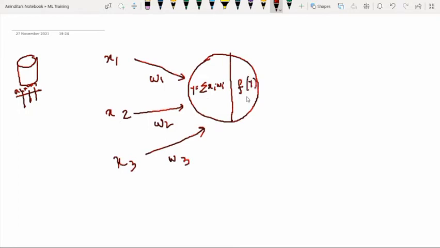Now here we are getting the output. Now try to understand where we are going to discuss the next topic. The problem here is that calculating the sum of xi wi is not enough. Here we need another term which is known as bias.